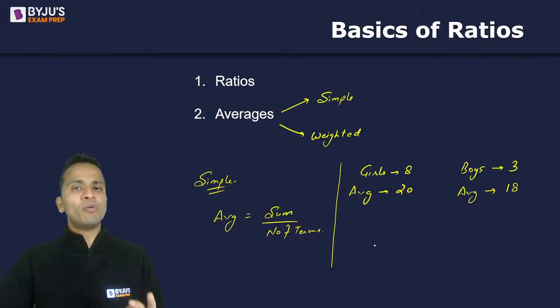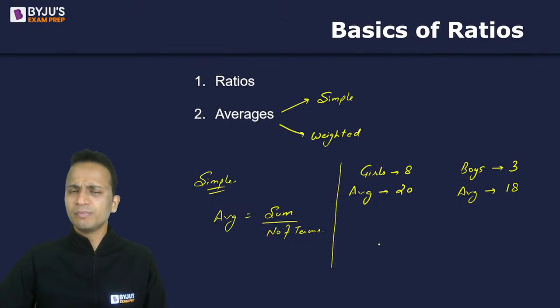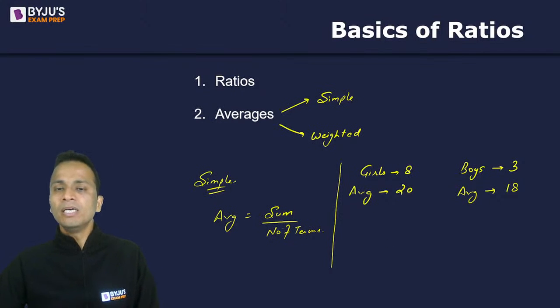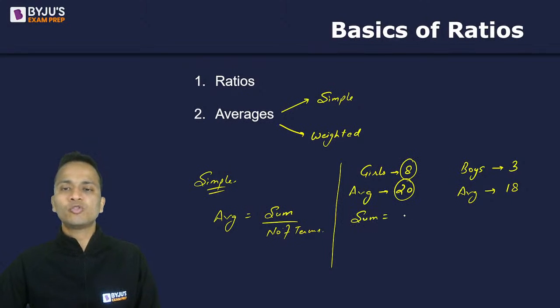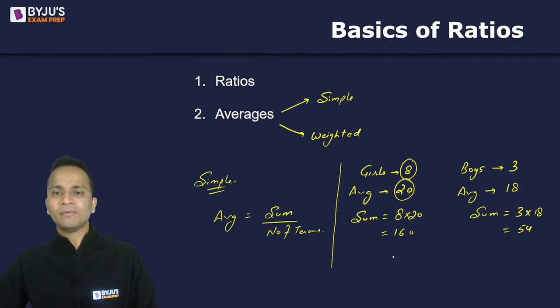So the basic formula for average will remain the same, which is sum divided by number of terms, right? So first of all, I'll calculate the sum. Now for girls, number of girls is 8 and the average is 20. So sum for girls will be 8 into 20. All right. That is 160. And the sum separately for boys will be equal to 3 multiplied by 18. That is 54. All right.